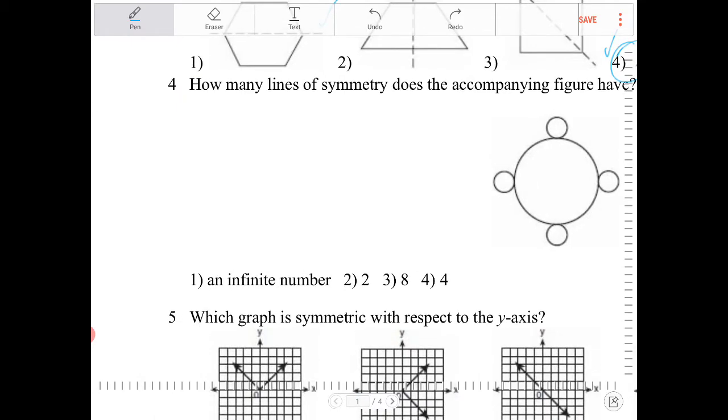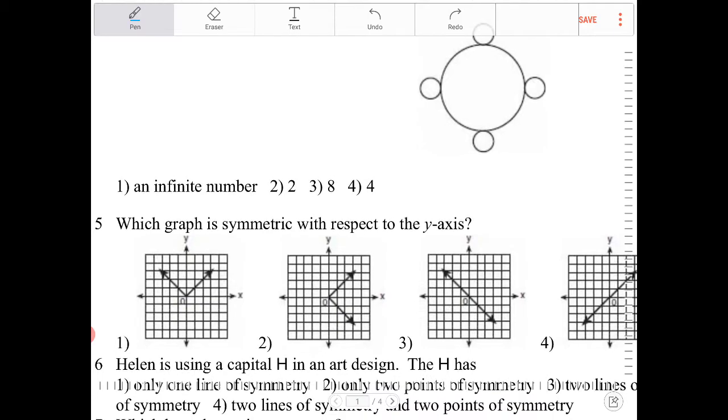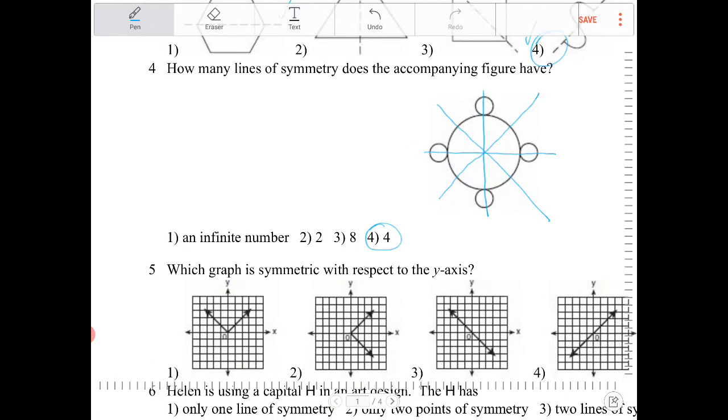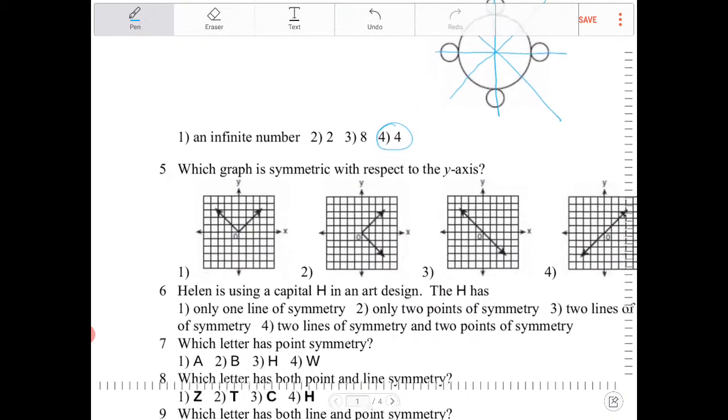Okay. How many lines of symmetry does the accompanying figure have? Let's see here. So this is a line of symmetry. This is a line of symmetry. This is a line of symmetry. So is this one here. So I see 4. Are there any others? Is there an infinite number of lines of symmetry? I don't think so. No, I think that's it.